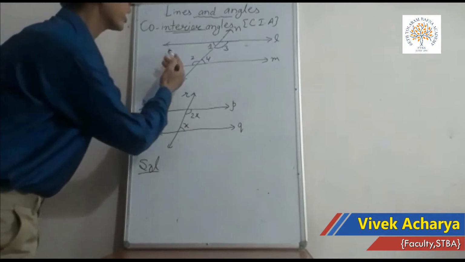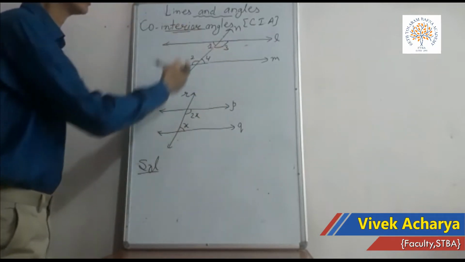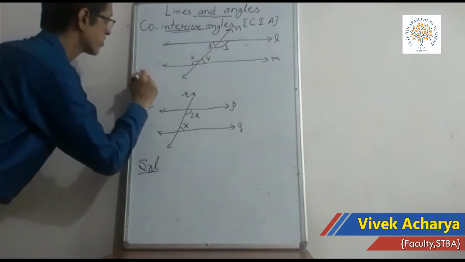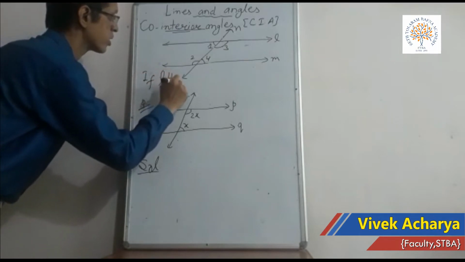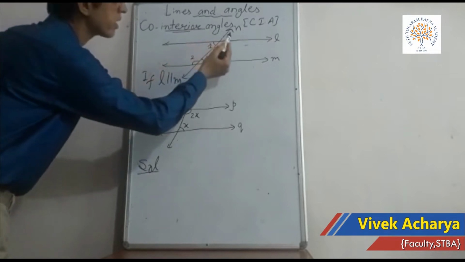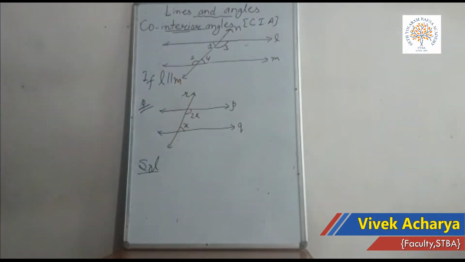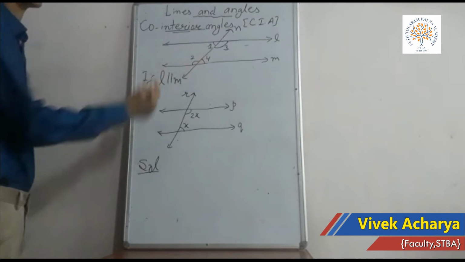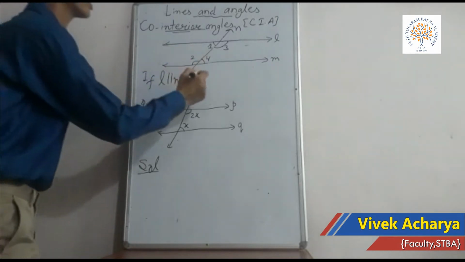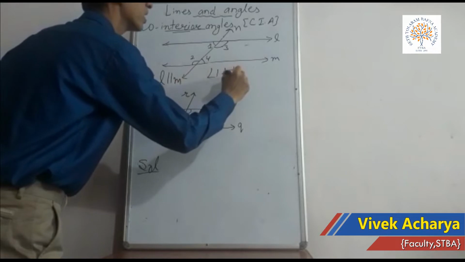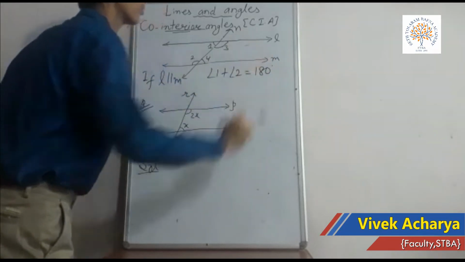Children, when two lines are parallel, like L is parallel to M, and a transversal line N intersects these lines, the angles forming in the interior of the parallel lines and on the same side of the transversal, that is angle 1 and angle 2, their sum is 180 degrees. They are called co-interior angles. Angle 1 plus angle 2 is equal to 180 degrees.